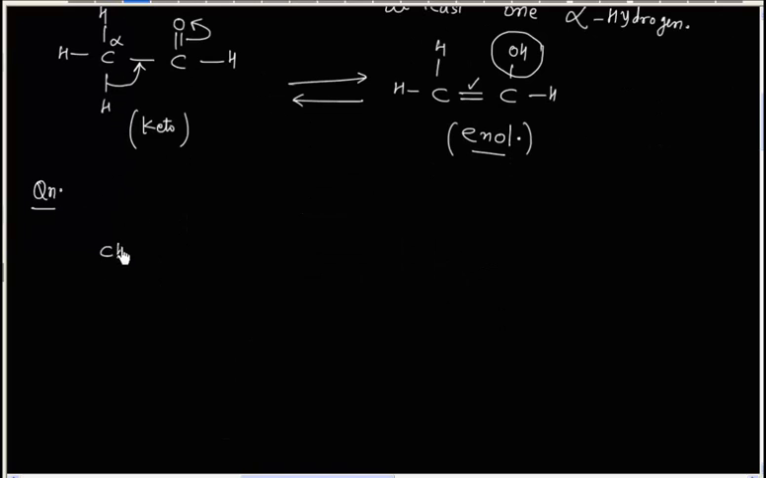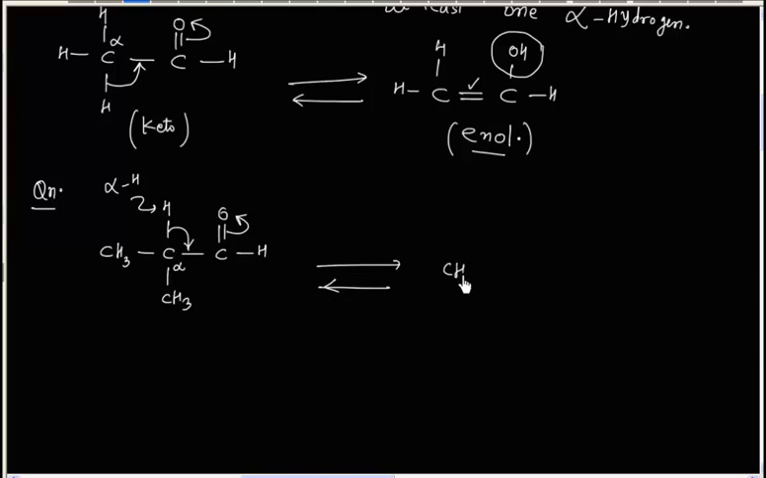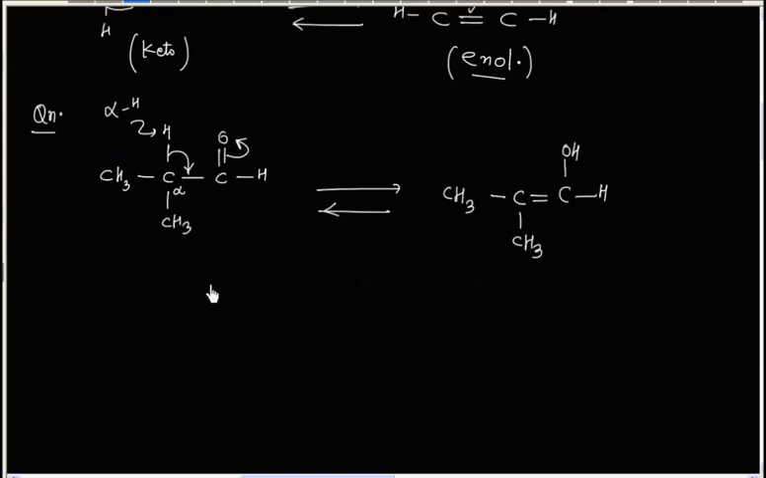Let us write tautomer of this compound. So in this case again we have an alpha hydrogen. So we can break this bond here and push this bond here. So we can write another tautomer. So this is keto form and this is enol form, because it has a ketone functional group and it has an ol functional group.